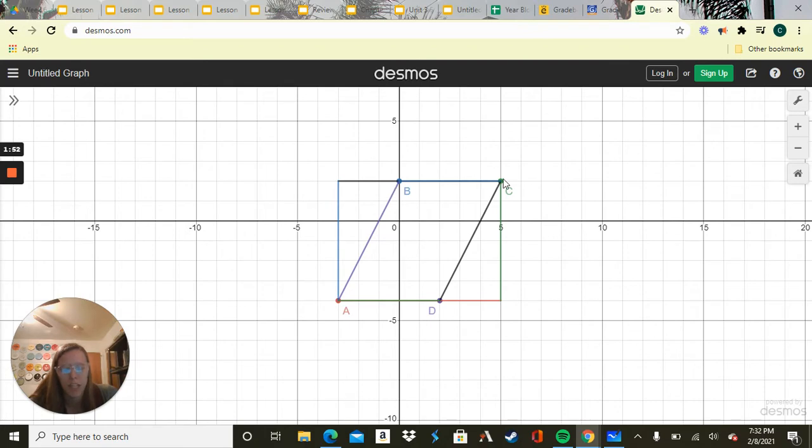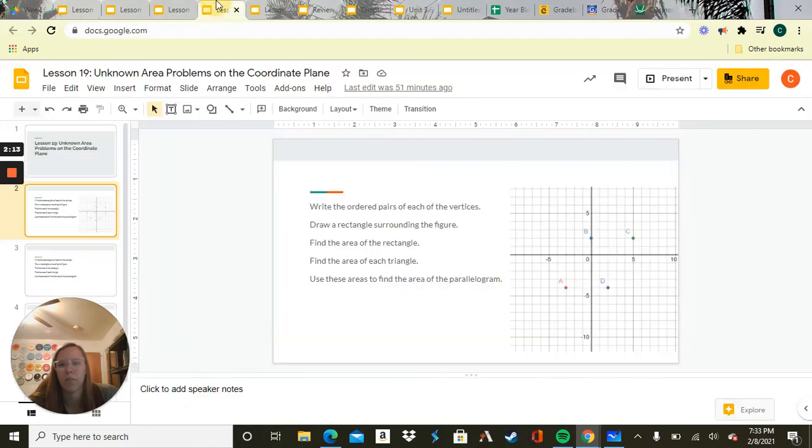So we know that B to C from 0 to 5 is 5. And we had 1, 2, 3. So we have 8 on the top. How many down? 1, 2, 3, 4, 5, 6. And then it should be 8 across again and 6 to the side, right? Okay. What was our next step?